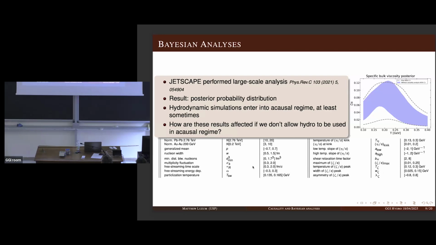the new results are going to be asking how this changes if we take into account the fact that sometimes these simulations are solving the hydrodynamic equations when they're in an acausal regime. And I want to know how these results are affected if we include that information and, for example, don't allow the model to be used in those regimes. Yeah.